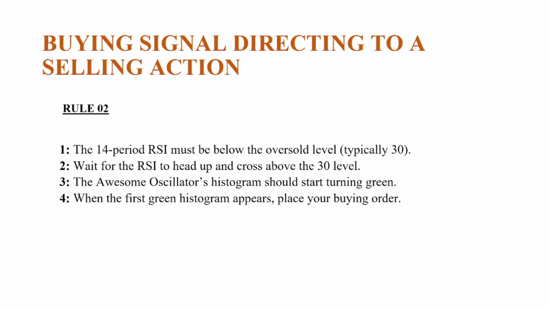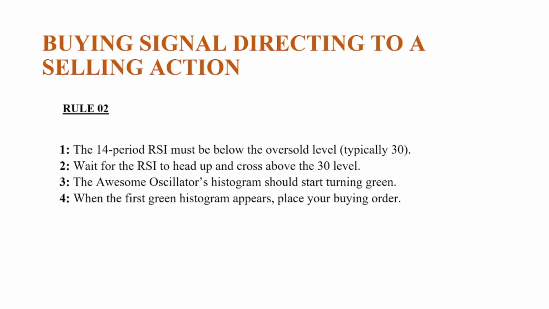Now I am taking the second rule. Here the 14 period RSI must be below the oversold level, typically 30. Then wait for the RSI to head up and cross above the 30 level. The oscillator histogram should start turning to green. When the first green histogram appears, place your buying order.